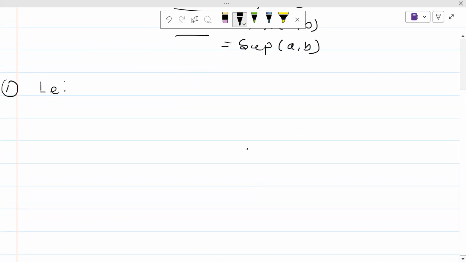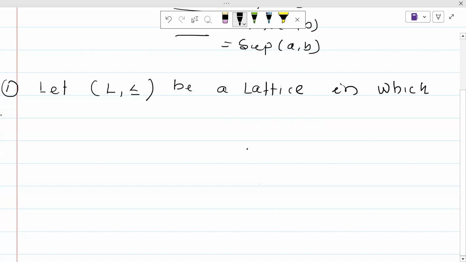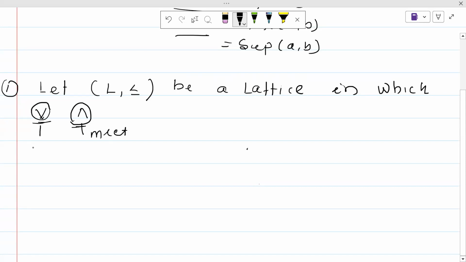Let L, less than or equal to, be a lattice, in which the supremum and infimum relations, or disjunction and conjunction relations, or meet and join relations, denote the operations. This relation is generally called the disjunction and this is called the conjunction. The conjunction relation we represent here as meet, and the other one we can represent as join.